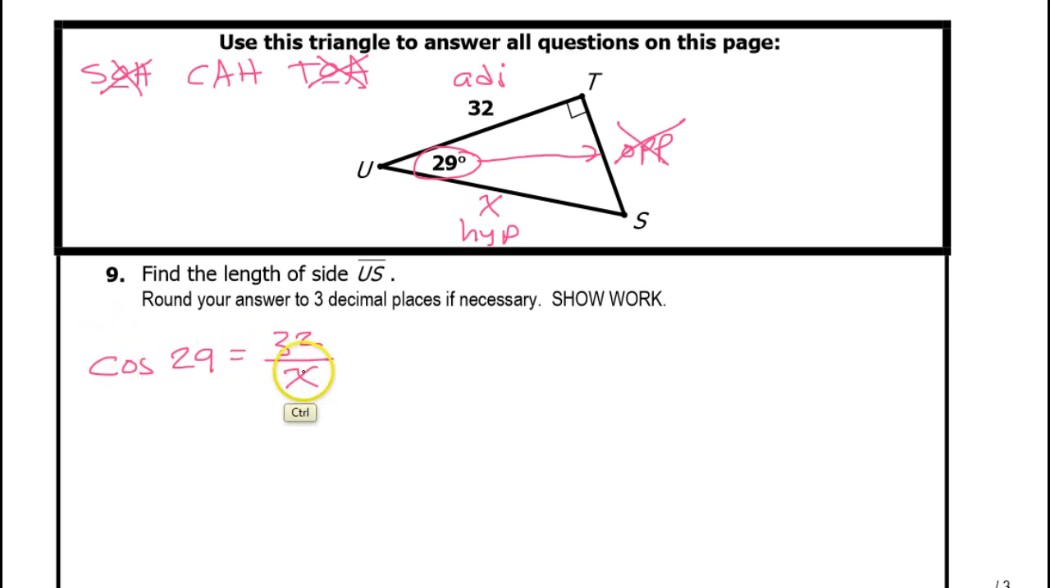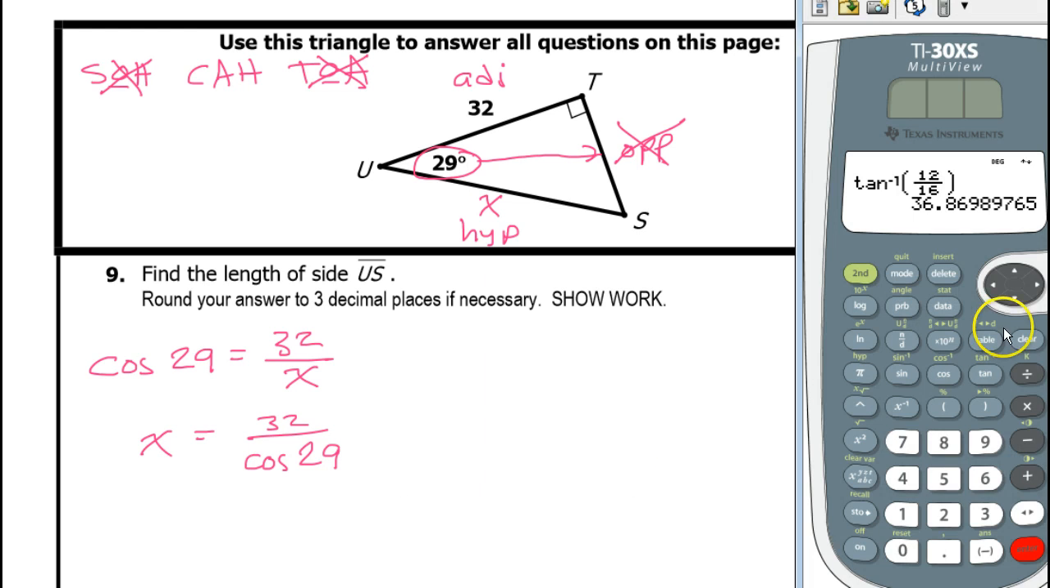When the variable is in the denominator, that's when you swap these. So we're going to go x is equal to 32 over cosine of 29. And this is something we can put in the calculator. Alright, 32 over the cosine of 29. So that is 36.587.